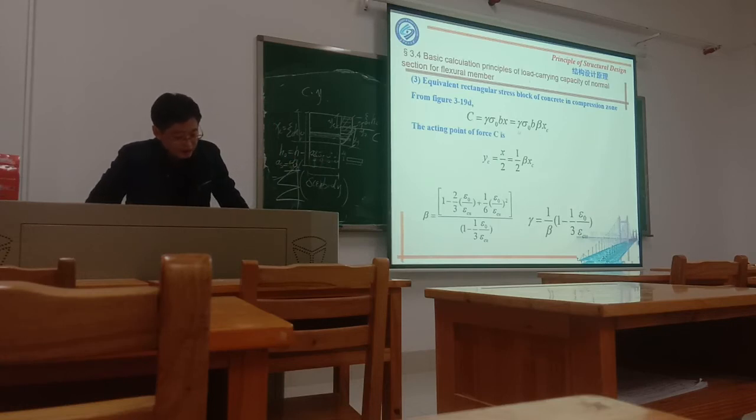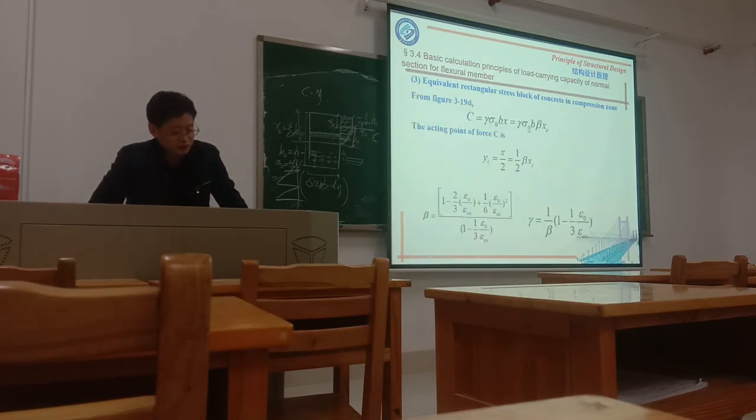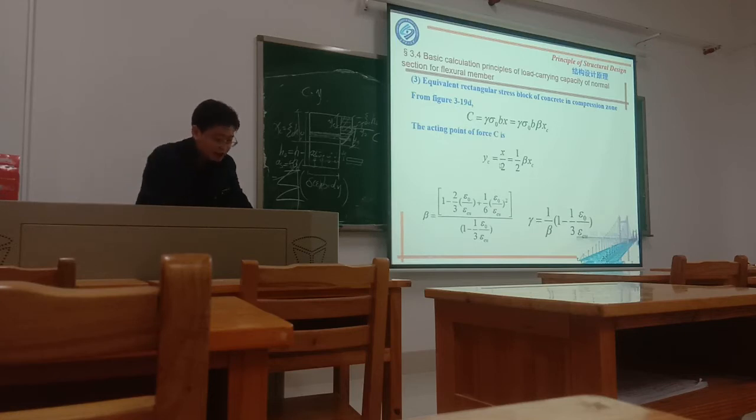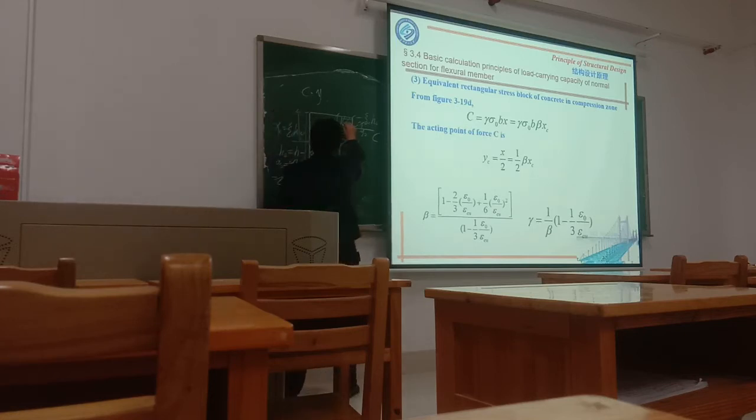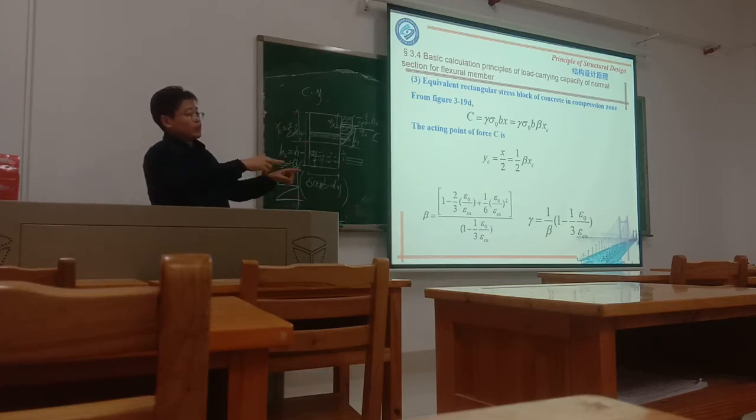And then if we use xc, because here we see x equal to beta times xc, then replace this. And then the action point of the force C: if we use the equivalent rectangular block, of course the action point should be in the middle of the block, so it should be x divided by 2, half of the x. In the middle, because you use this equivalent rectangular shape, the action point is of course in the middle.